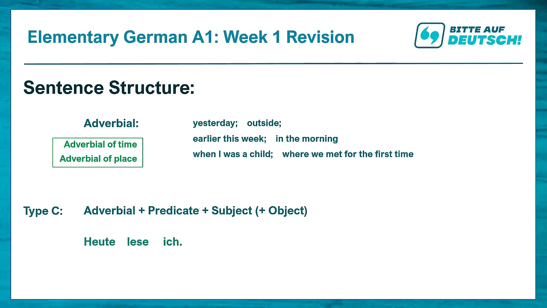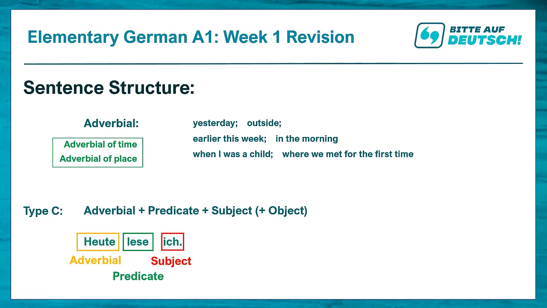We can say, for example, heute lese ich. Today I'm reading. We have in the first position of the sentence the adverbial of time, today, heute. And then instead of saying ich lese, as in a regular sentence of type B, we invert the predicate and the subject and say heute lese ich. Lese being the predicate and ich being the subject of the sentence. So pay attention here.